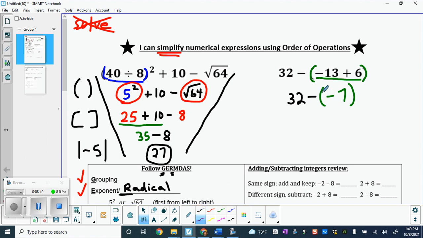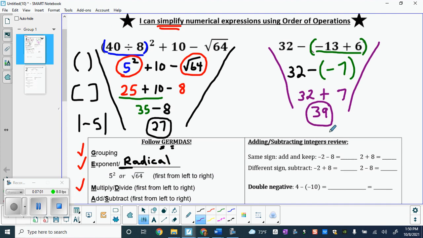Now in elementary school, you learned that anytime you're subtracting a negative, that's really the same thing as adding. So at this point, when we see a double negative, it's really the same thing as just 32 plus 7, which goes on to be a 39. So 39 is the final answer to this one when we simplify.